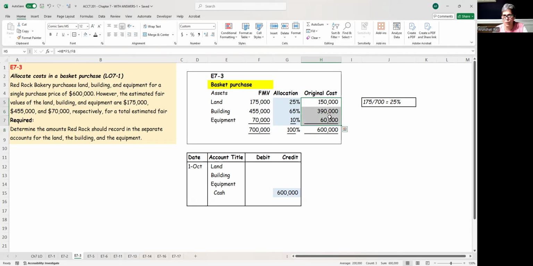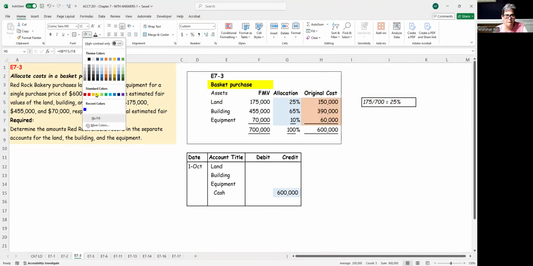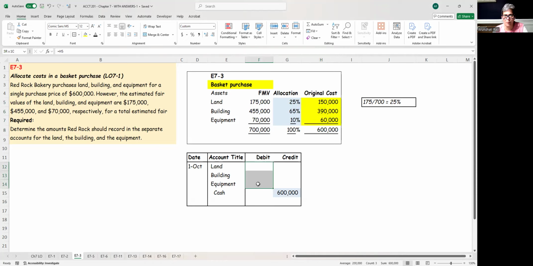Now, these numbers that we came up with over here, those are the numbers I will use in my journal entry. So the 600,000, I allocated it as 150, 390, and 60. So I basically said fair market value: if I had bought each of these assets individually, I'd have paid 700,000. Land would have been 25% of that, building would have been 65%, and equipment 10%.